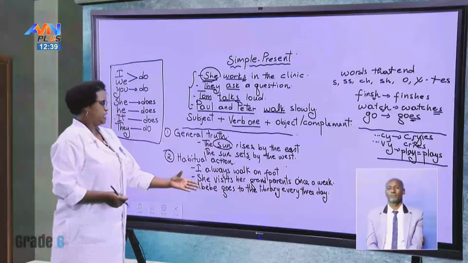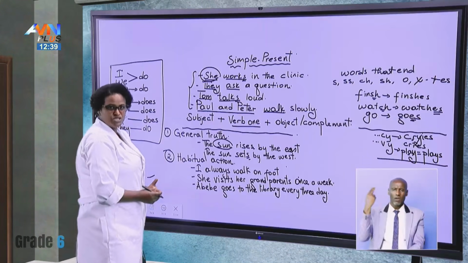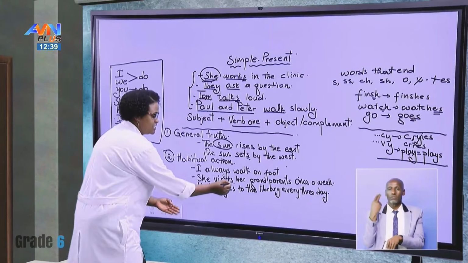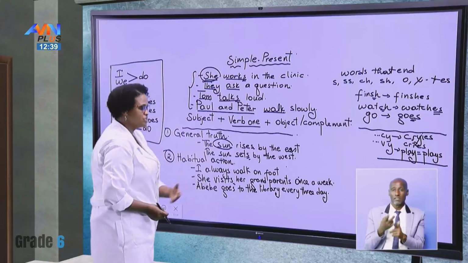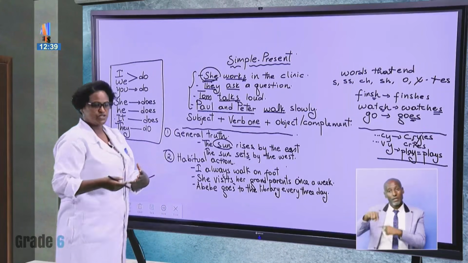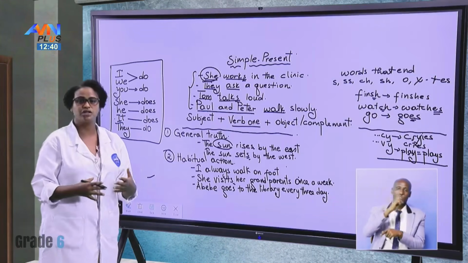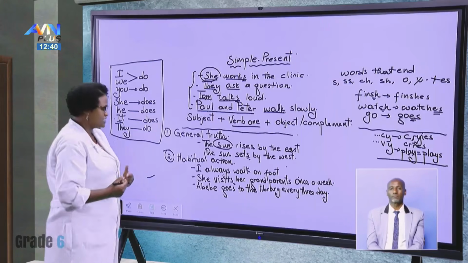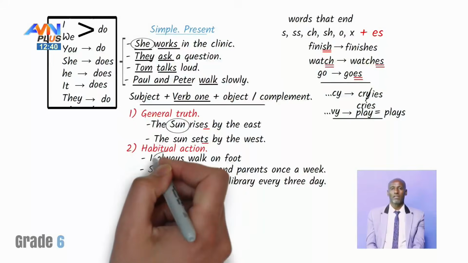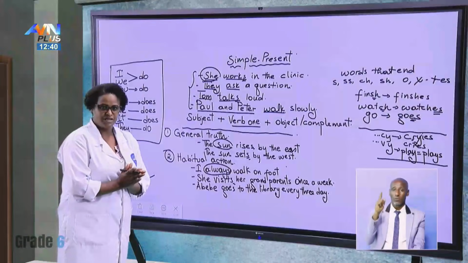Here we go. Now look at these sentences. The first one, I always walk on foot, which means I don't use vehicles, right? The second one, she visits her grandparents once a week. A baby goes to the library every 3 days. These are sentences that are examples of habitual action, or what we call habits. All right? Let us see now. I always, look at this word, always. What does it show? Yes? It shows 100%. All right?